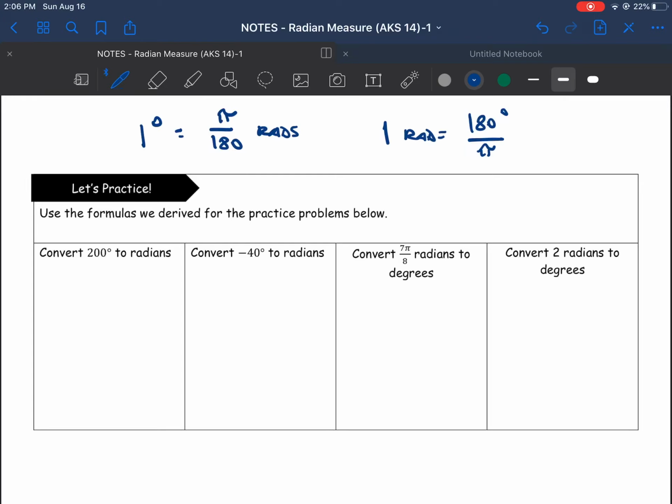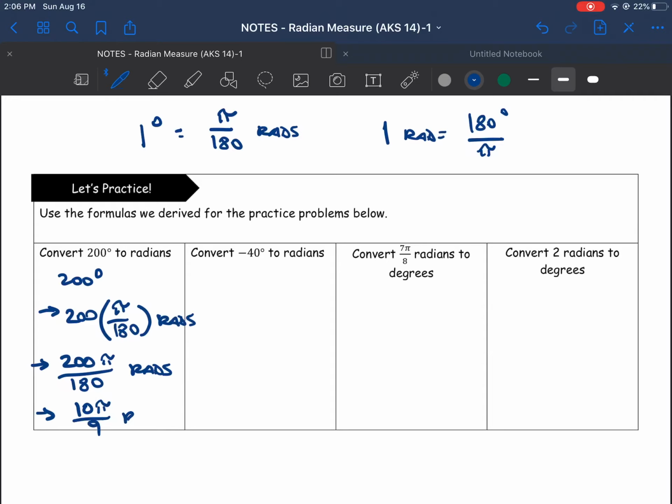So in our first example, we're going to convert 200 degrees to radians. So we have 200 degrees, but we know that 1 degree is pi divided by 180 radians. All right, well that's going to give us 200 pi divided by 180 radians. And simplifying 200 over 180, this would give us 10 pi over 9 radians. So 200 degrees is the same as 10 pi over 9 radians.